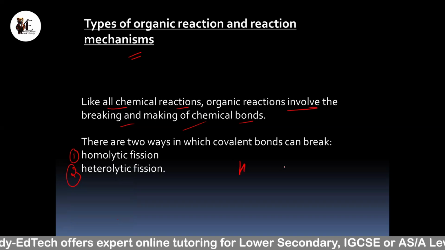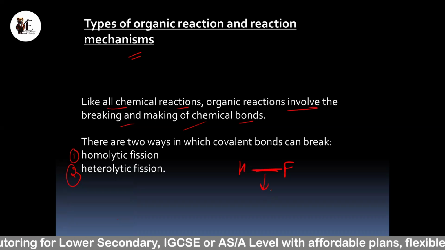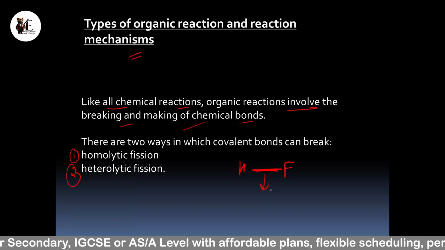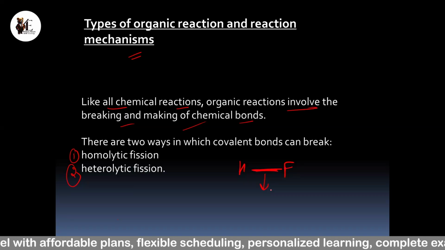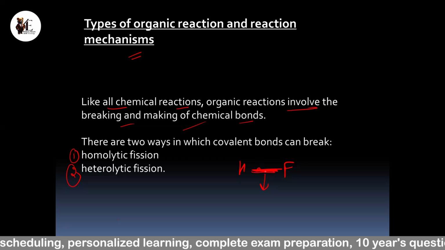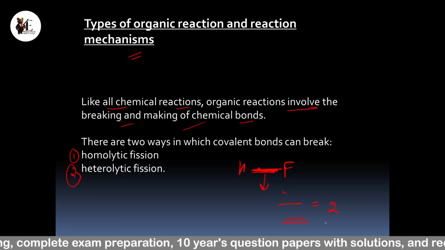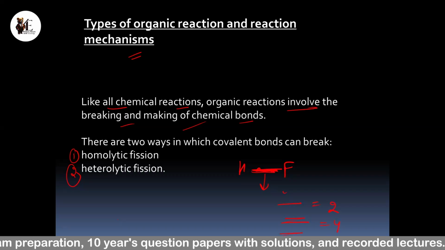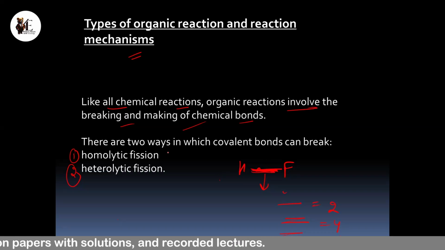If I'm having a bond in HF, what does this bond mean? It is a covalent bond. How many electrons does this bond have? It is forming a bond, so two electrons are involved here, right? In one bond, you always have 2 electrons. In 2 bonds, you always have 4 electrons. In 3 bonds, you always have 6 electrons. So in homolytic fission, how this bond is broken, we'll see in the next slide. First of all, write down this heading: types of organic reaction and reaction mechanisms.